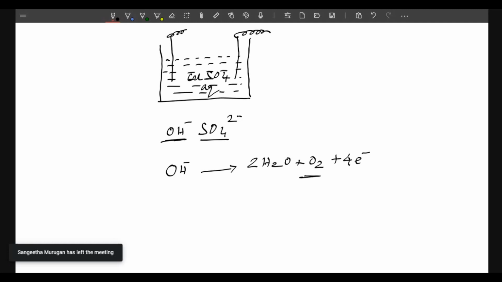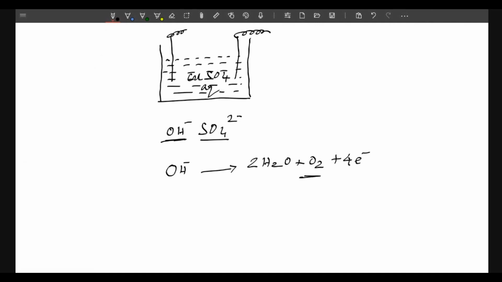What is the difference? In sodium chloride electrolysis there is a different product, and copper sulfate electrolysis goes another way. And what happened to the pH of the solution? Anybody? The pH of the solution. H plus is higher, sir. Therefore the H plus ion concentration keeps increasing, so the pH keeps decreasing. Yes, you are correct.